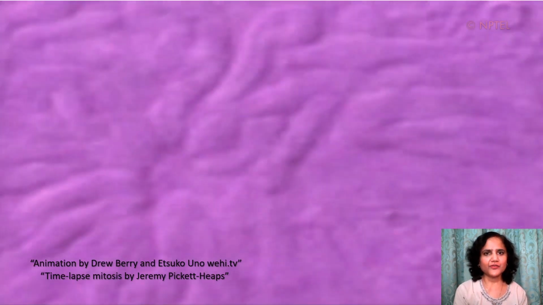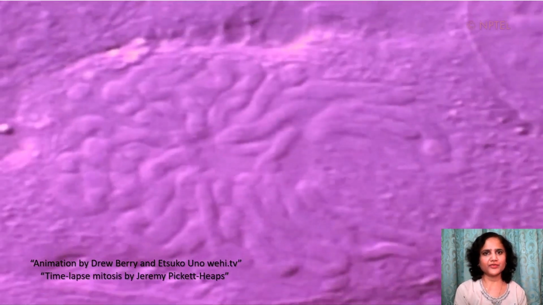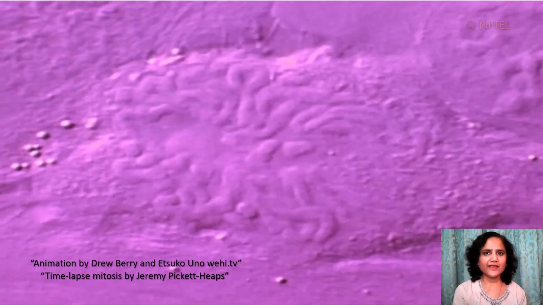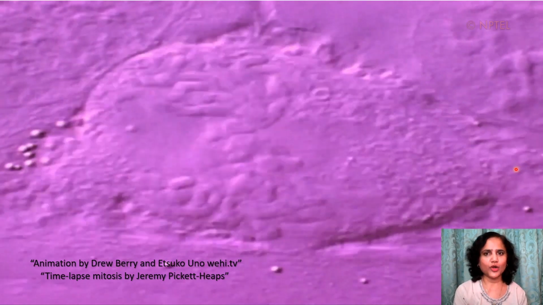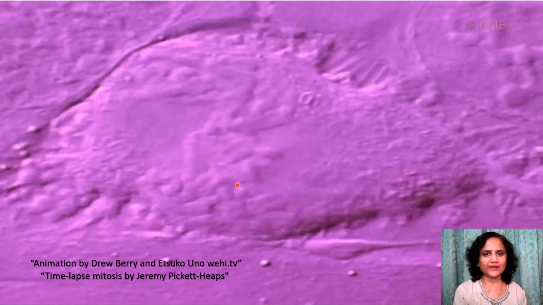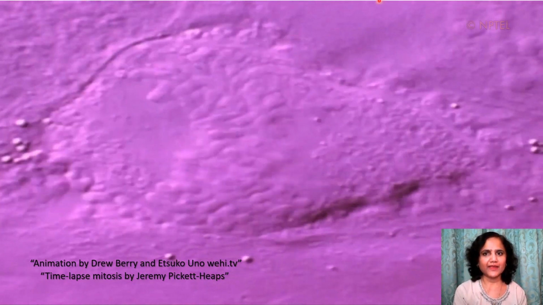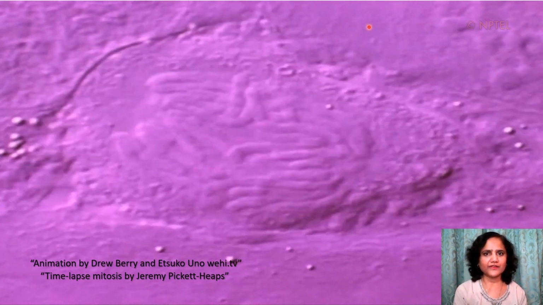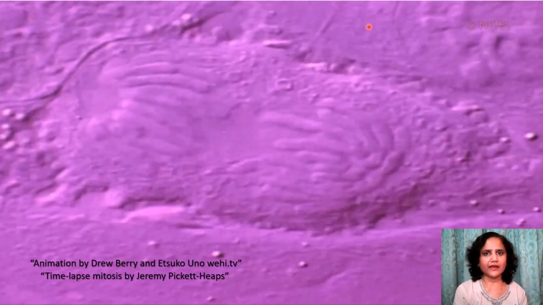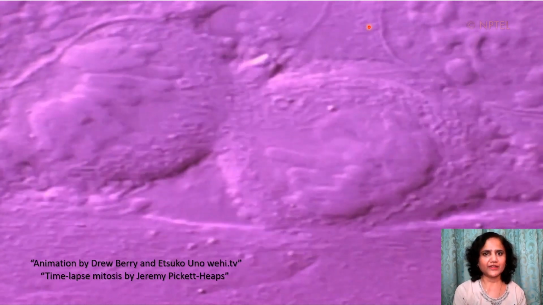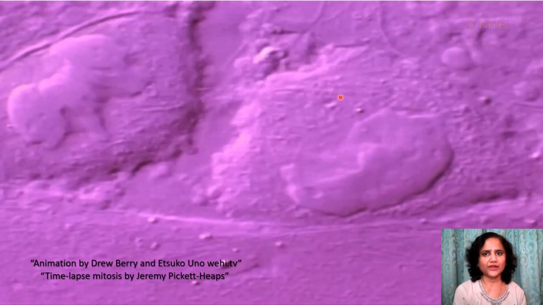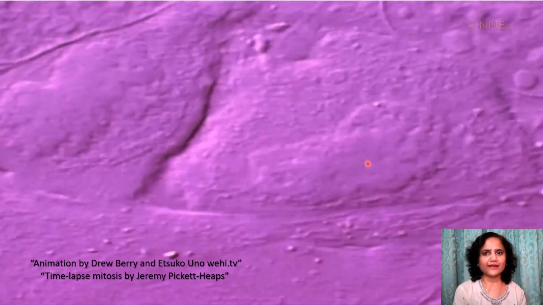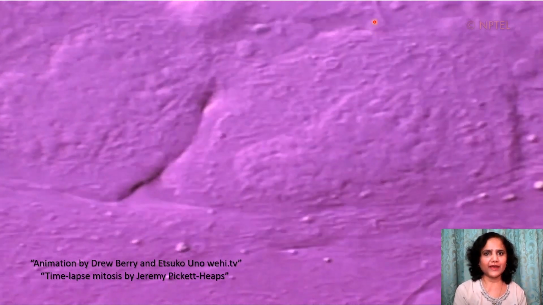This is a time lapse of mitosis by Jeremy Pickett-Heaps, contributed by Drew Berry. In this we can see chromosomes are condensing and forming these rod-like compact metaphase chromosomes that are aligned at the equatorial plane. And after all the sister chromatids are aligned, they undergo the metaphase to anaphase transition and the chromosomes have separated and moved poleward. The chromosomes are now decondensed. And this is followed by cytokinesis, resulting in 2 daughter cells. So these structural transitions are crucial for accurate chromosome segregation.